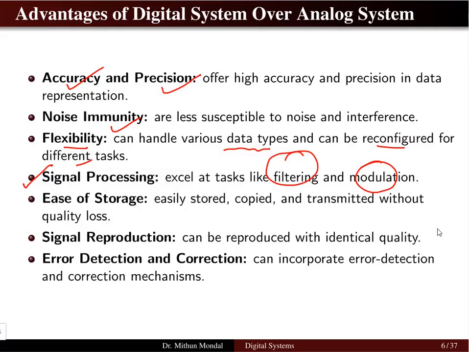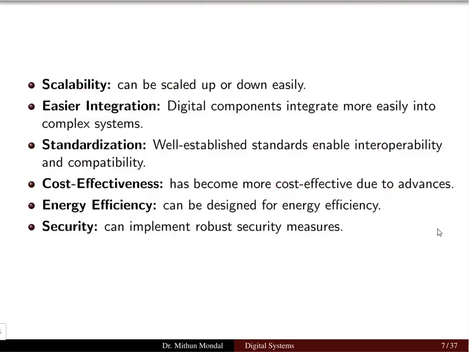And the data can be stored easily because it can be copied and transmitted without any losses. Also, in some cases we need the reproduction of the signal back from the original disturbed signal, and the detection and the correction can also be easily done. And hence, scalability can be easily achieved when a different range of the signal has to be transmitted, and it can easily integrate many digital systems when the system is very complex.